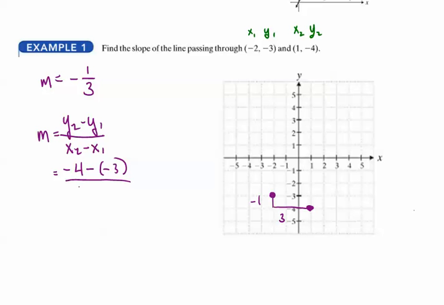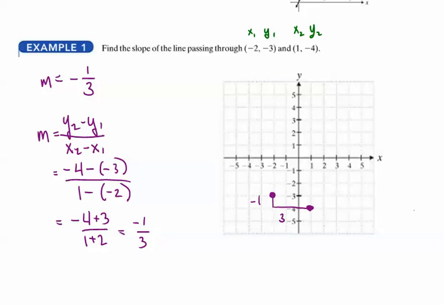All right, change in x. x2, that's 1, minus x1, which is -2. Again, notice the negatives. It's y2 minus whatever y1 is, x2 minus whatever x1 is, whether they are positive or negative. All right, so we have -4, and you might remember that minus a negative is the same as positive, and then 1 minus a negative again is going to be positive. So we have -4 plus 3 is -1. 1 plus 2 is 3.